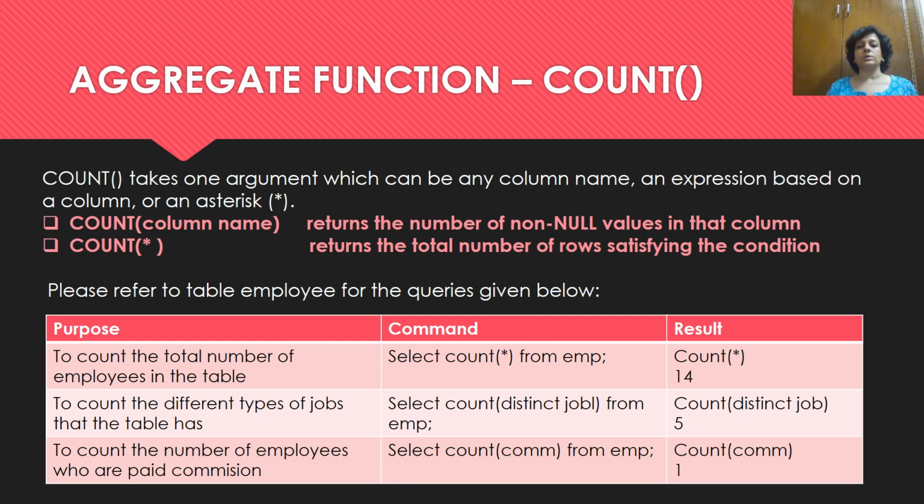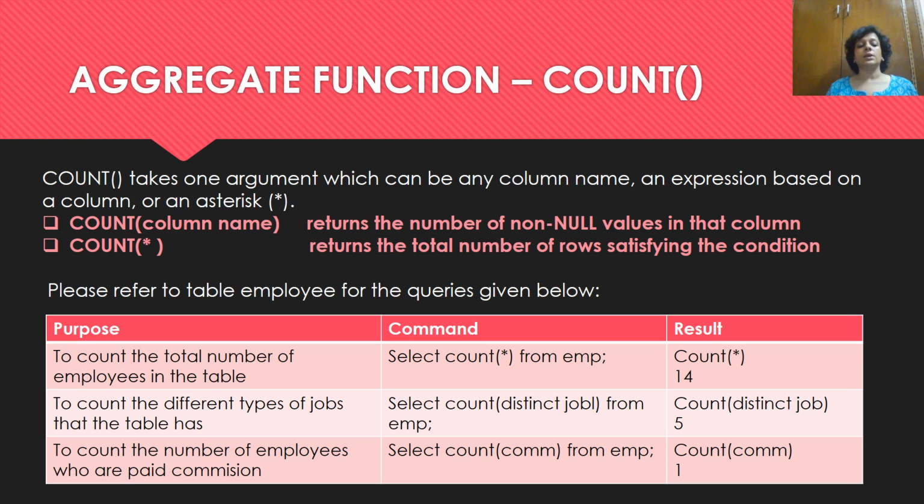Aggregate function COUNT. The COUNT function takes one argument, which can be any column name or an expression based on a column, or a star. Now, COUNT(column name) returns the number of non-null values in that column. COUNT(*) returns the total number of rows satisfying the condition. It includes the null values also.